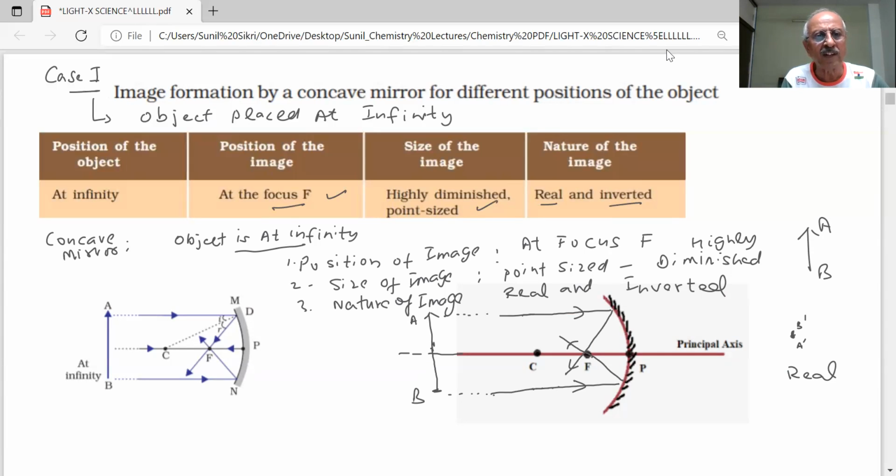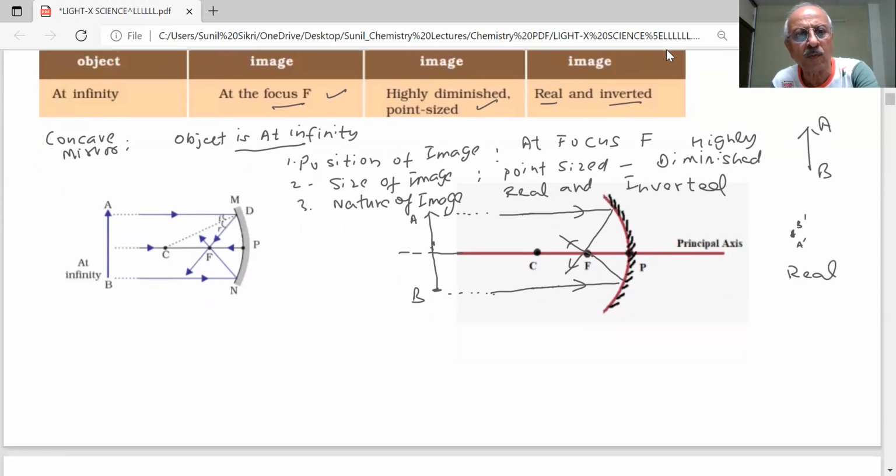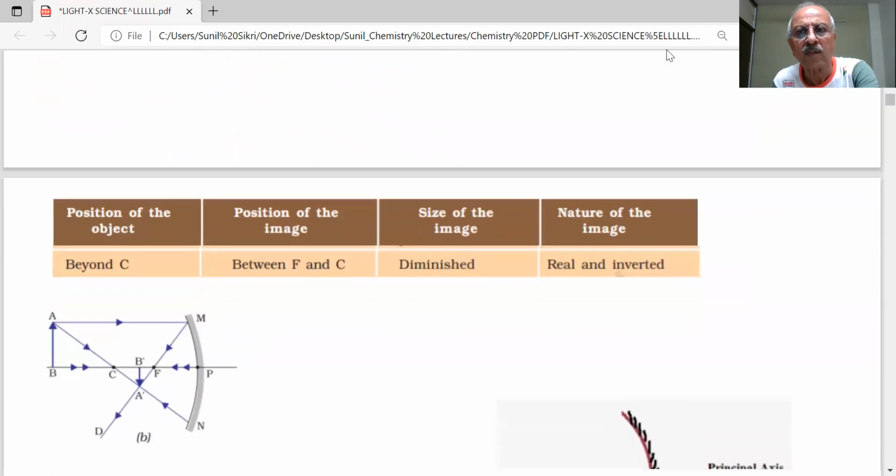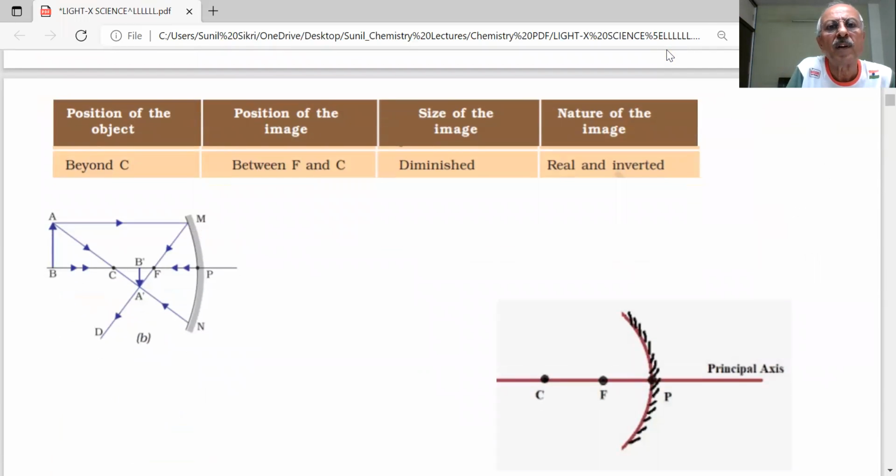Now I will start moving the object closer and closer to the concave mirror. The activity which we did with the candle in the physics lab, in the science lab. And how will we draw the image? Let us go to case 2. Now students, I am coming to case 2. When object is beyond C. Object beyond C, students.